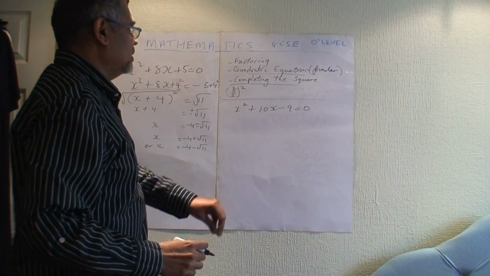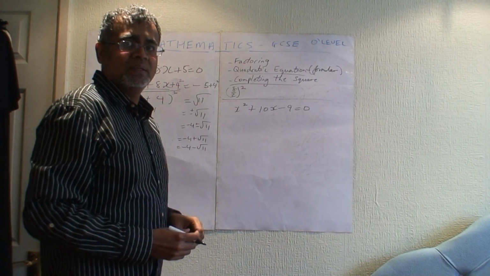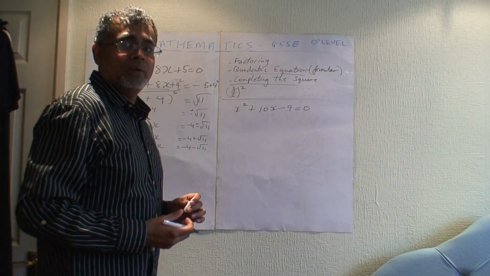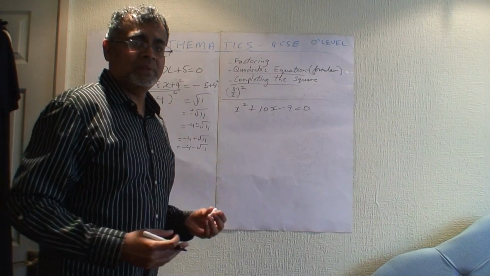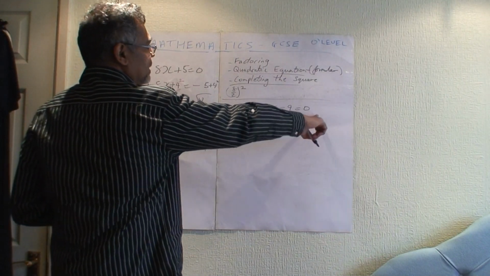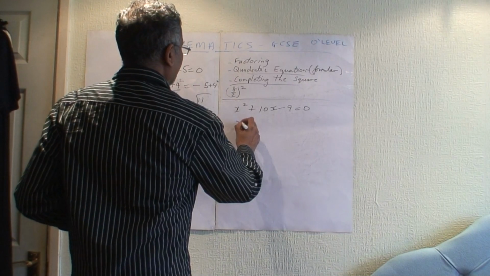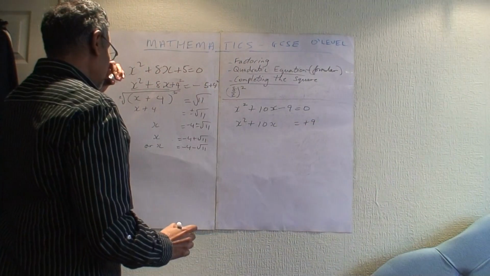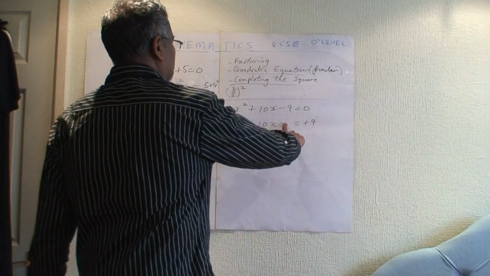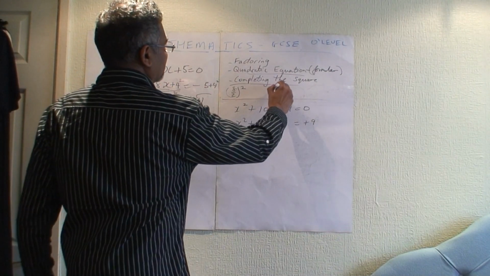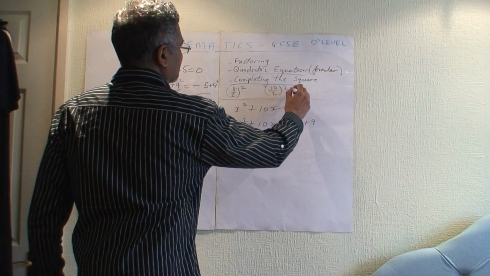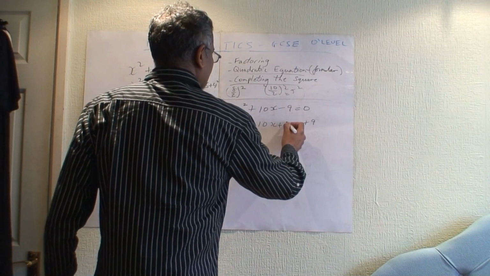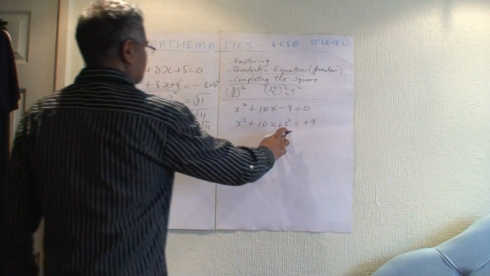Here we have another example where it is not easy to factorize like the other quadratic equations in our previous videos. In this case, we can't do that. So again, we take the minus 9 and put it on this side. That's the first thing that we do. That becomes positive 9. Now for the value we put here, again we take the 10 divided by 2 and square that, so that's 5 squared. So we add the 5 squared there.